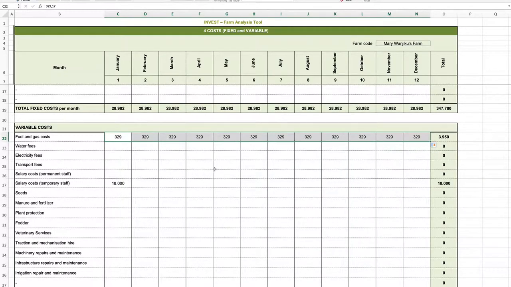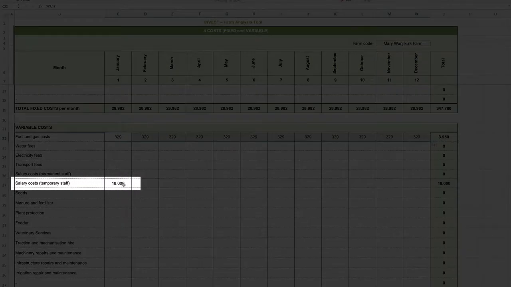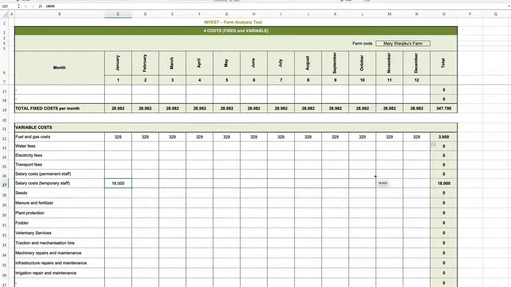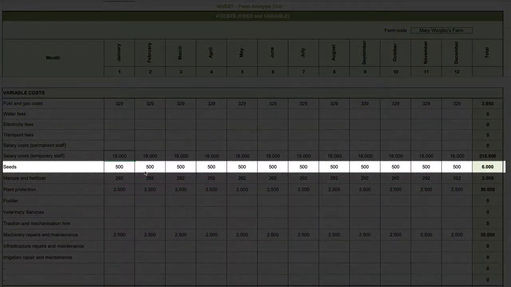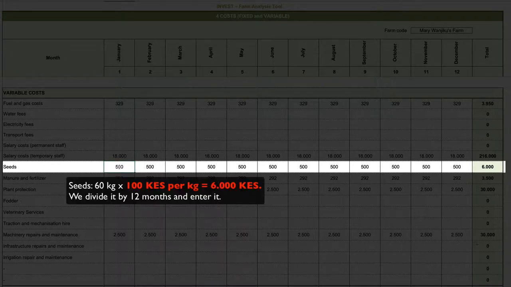Two temporary staff are employed for 6 months each and get 18,000 Kenyan shillings per month, which makes 216,000 Kenyan shillings per year. Local seeds have been bought. 60 kilogram at a price of 100 Kenyan shillings per kilogram makes 6,000 Kenyan shillings. We divide it by 12 months and enter it.